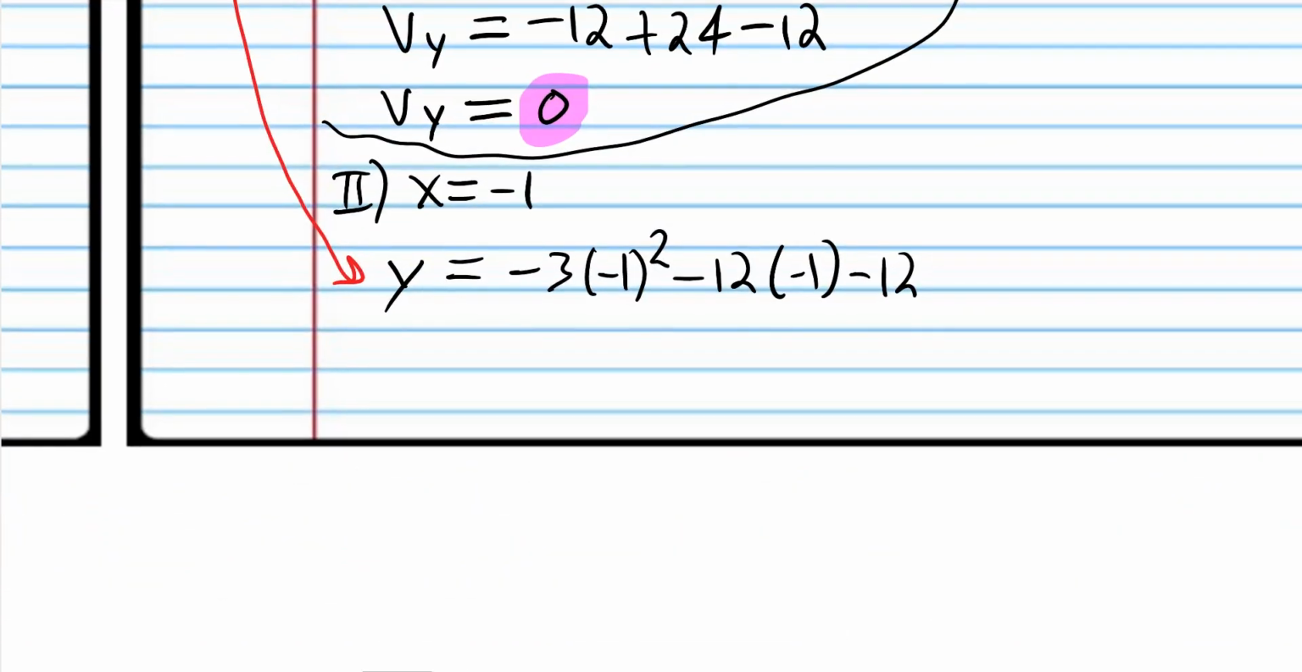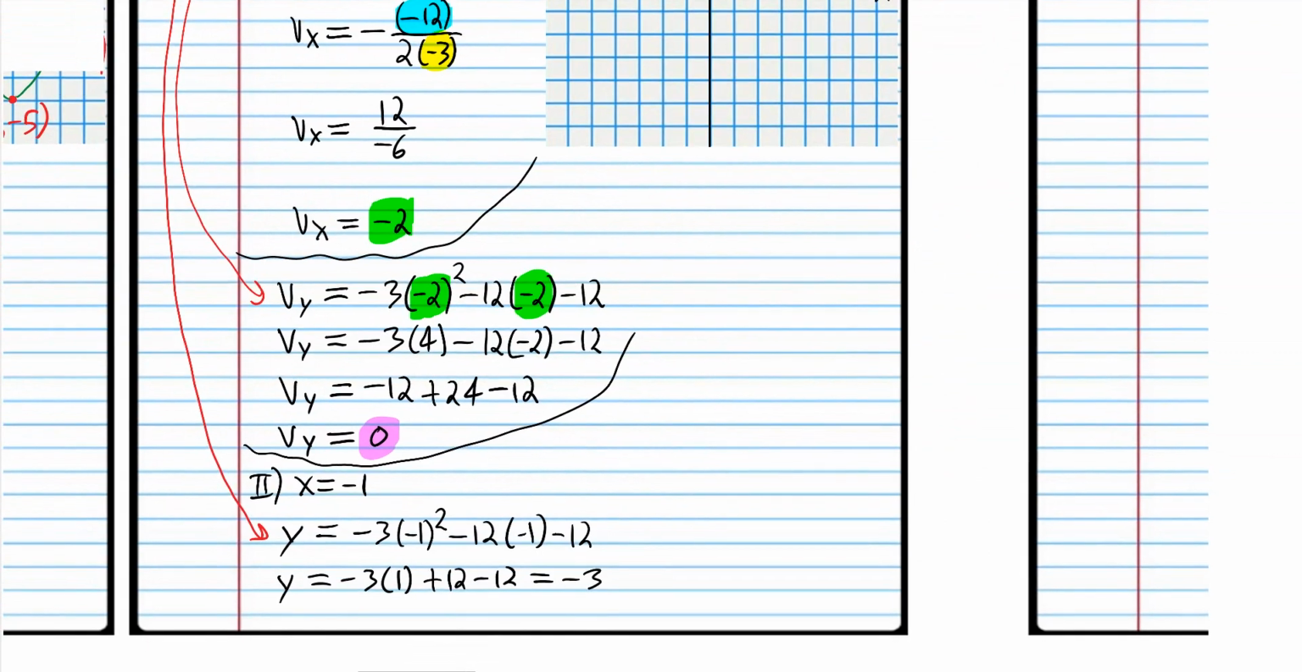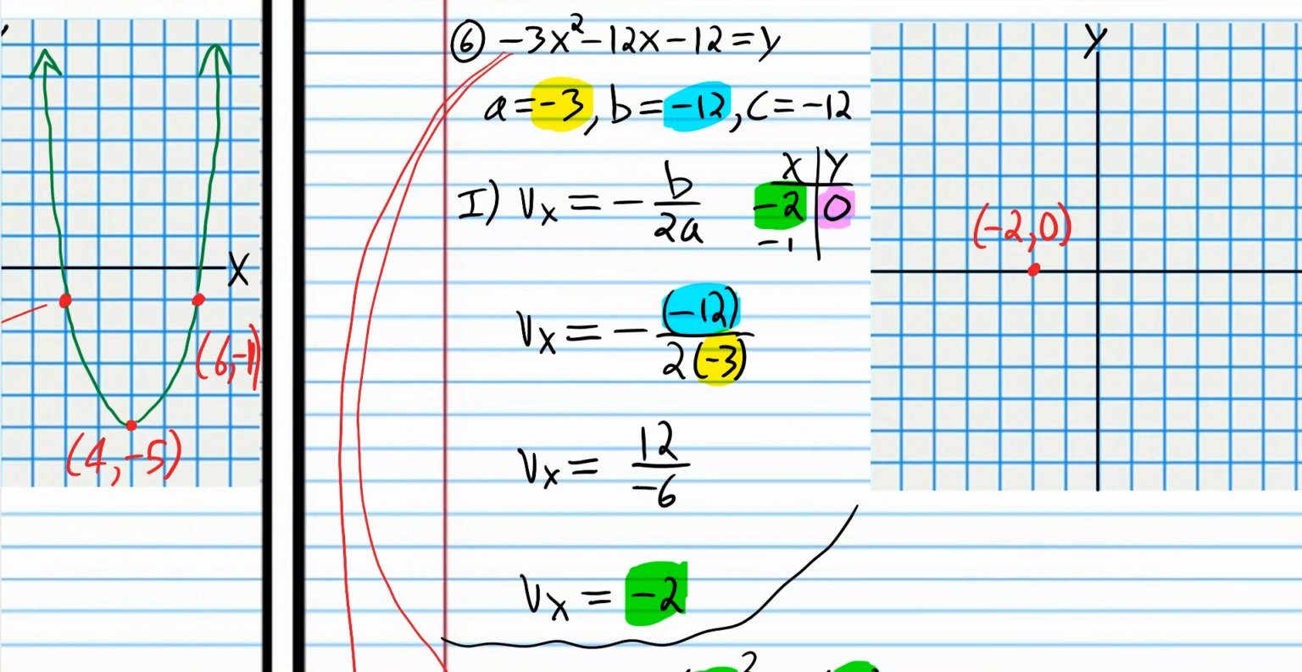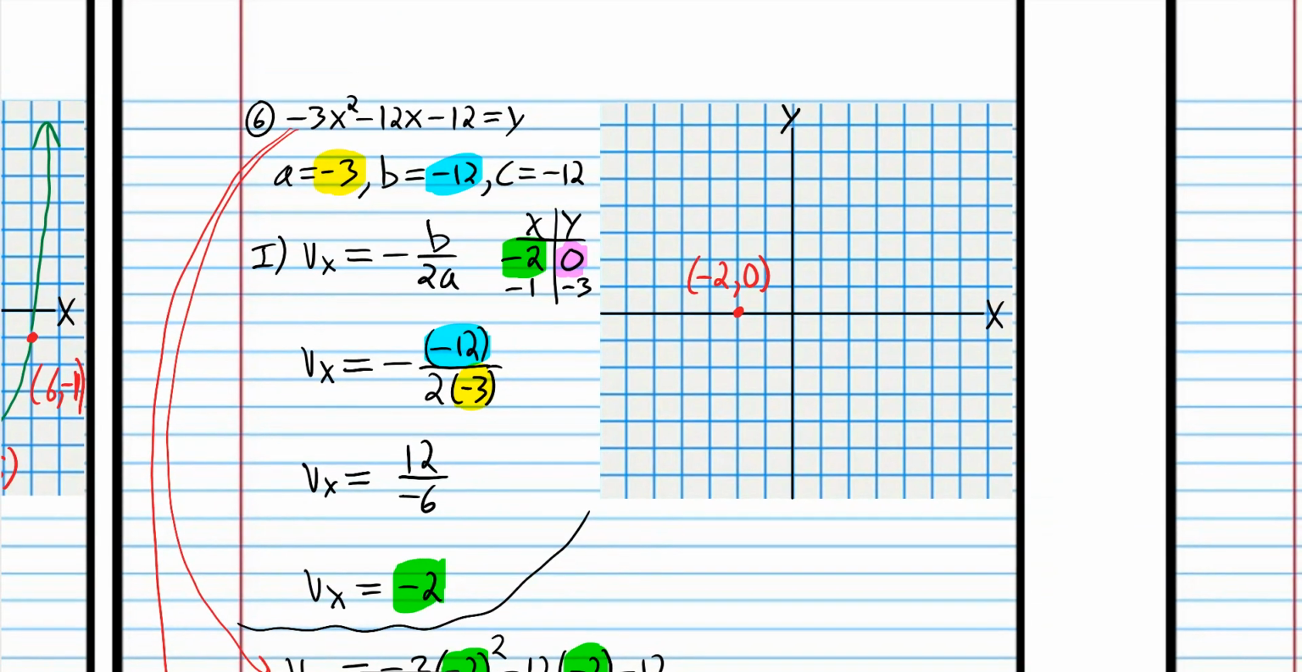So now we just simplify that. We don't really have a lot of room here. -1 squared is 1. -12 times -1 is positive 12. And if we do the math on that, we get -3. So now we have another point, -1, -3. And we can go ahead and graph that. That's going to be about here. And we use symmetry, go straight across. And this point's going to be -3, -3. And connect the dots.